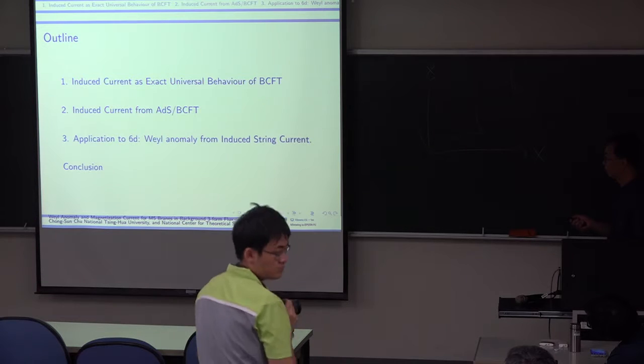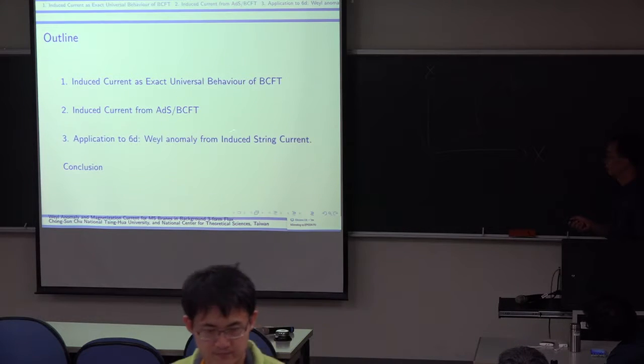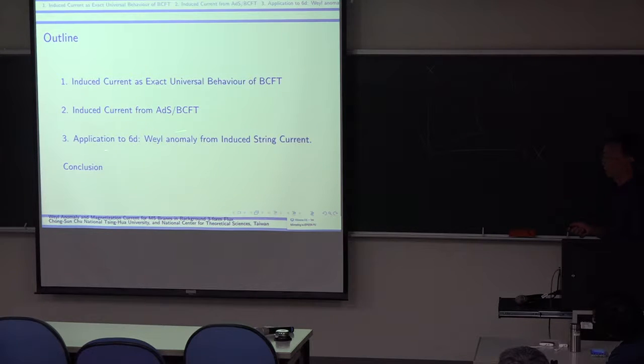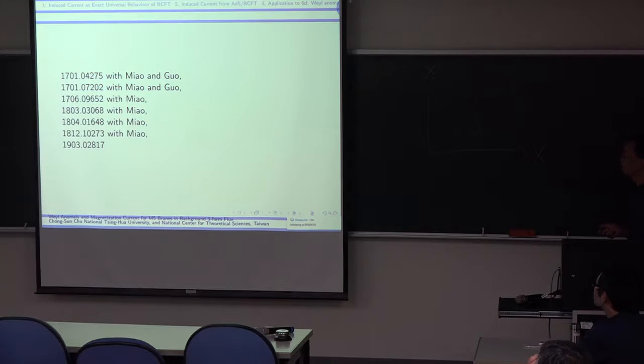And I will calculate the same thing again using AdS/BCFT. So it's an extension of the standard AdS/CFT to the case of CFT with boundary. And then I apply this to 6 dimensions. 6 dimensions is an interesting case for studying the extension of quantum field theory ideas in string theory in particular.